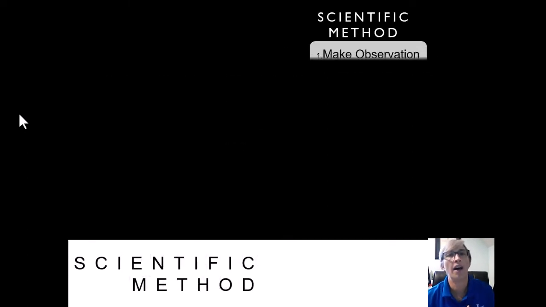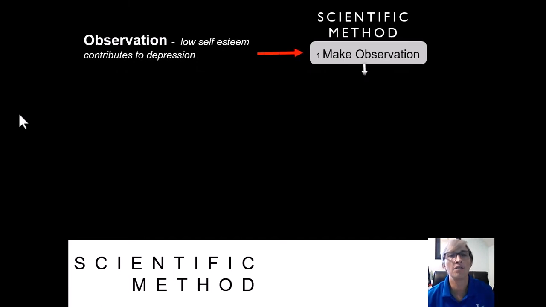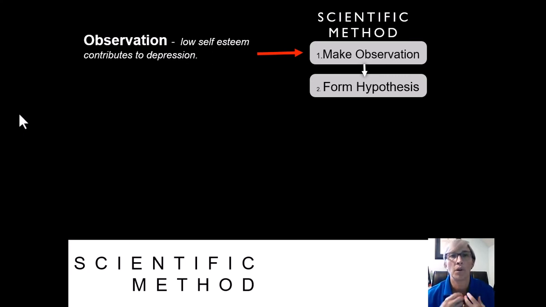So if we have a theory such as low self-esteem contributes to depression, we observe people who perhaps have low self-esteem, and then have to figure out whether or not they are depressed. Now, this is a tricky kind of analysis, and we'll talk more about it, but using the scientific method, let me remind you about what the scientific method is and how a psychologist might use it.